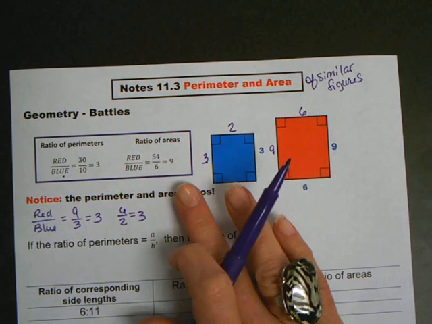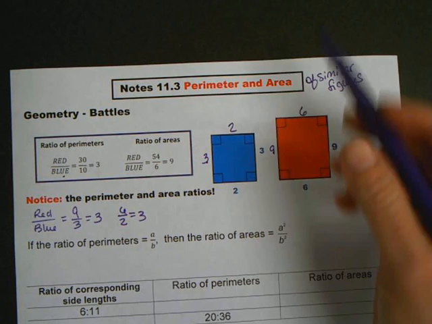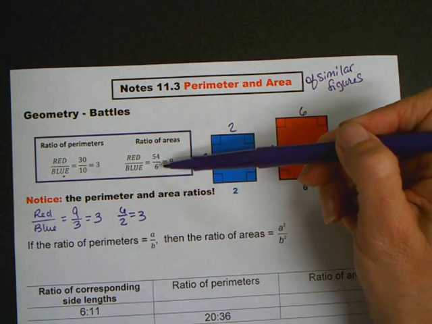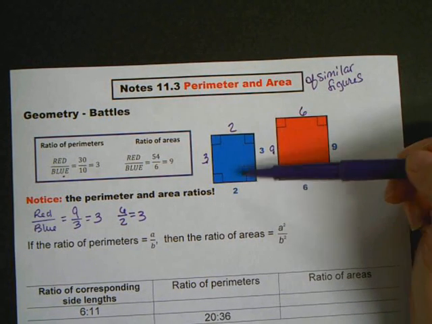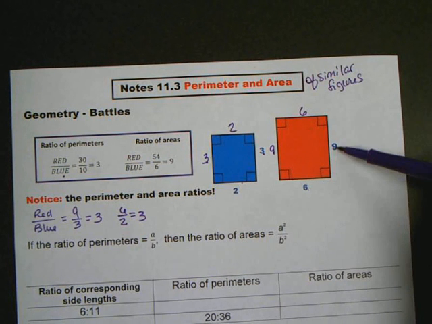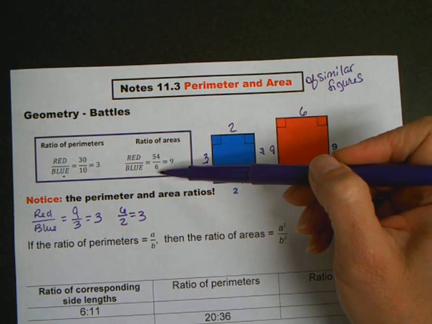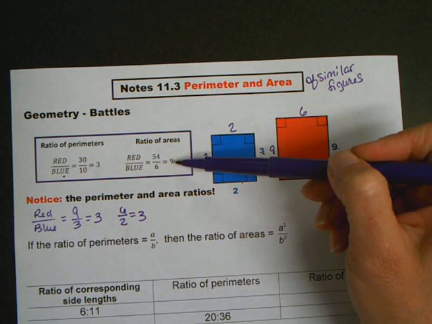Area is different. Area is two-dimensional. It's two directions. All right. So here, how we get our area, of course, is base times height. So 2 times 3 is 6. That's our blue area. 6 times 9 is 54. That's our red area. And when we reduce that down, we get an answer of 9.